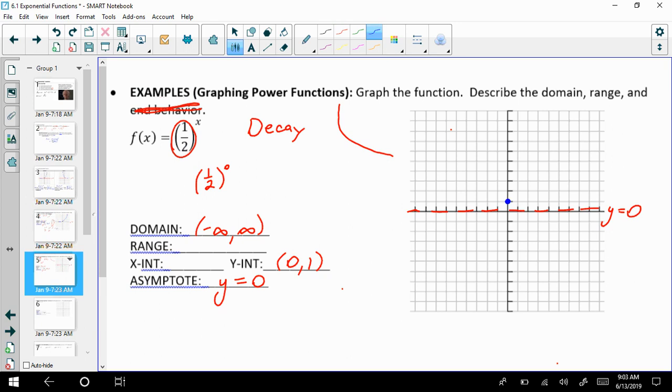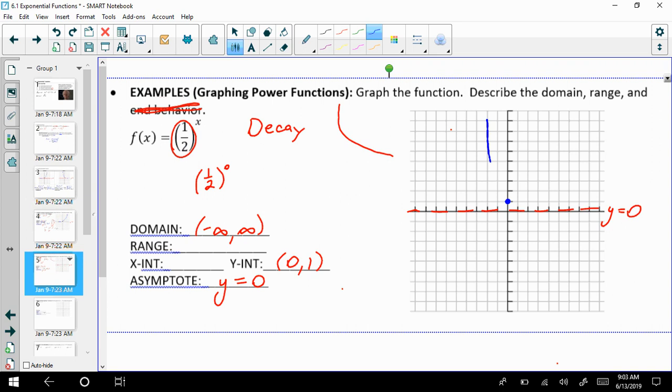I'm going to draw in the graph now. I know it's a decay graph, and I have to pass through my intercept. So something like that. I know I'm not going to have an x-intercept because my asymptote is right on 0, so I'm not going to touch the x-axis. And the range. How far down does this graph get to go? Well, it gets closer and closer to 0. How high up? Infinity. And there is my graph.